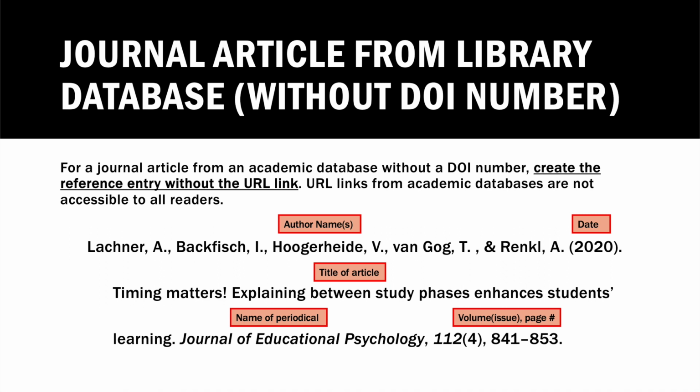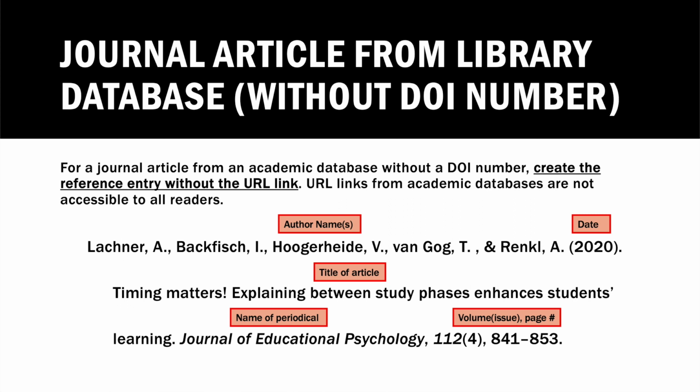You'll notice that the date is in a set of parentheses, followed by a period, and then the title of the article is in sentence case. In this instance, you also have the name of the periodical, which appears in italics after the title of the article, and then you have the volume, issue, and page number, which are typical for most journal articles. You'll notice that in addition to the name of the periodical, the volume number for the article is also in italics, and that there is no space between the volume and the issue number.